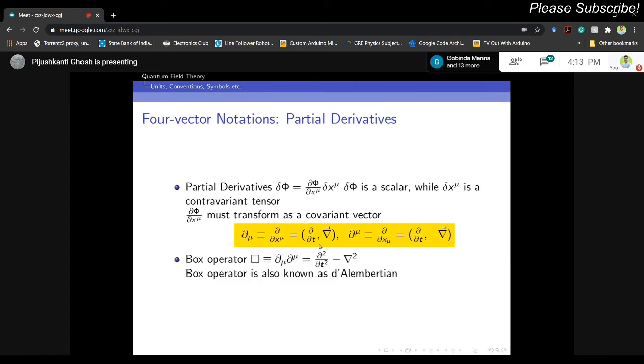Now we define an operator. It's called the box operator, box because it looks like a box. This is also known as the D'Alembertian. This is basically the contraction of the covariant partial derivative and the contravariant partial derivative, and it has the expression del squared by del t squared minus del squared. When you have studied the wave equation, you have encountered this box operator or the D'Alembertian with this form, so I need not explain. I only wanted to say that the box operator can be written very conveniently and elegantly using 4-vector notation as del mu del mu.